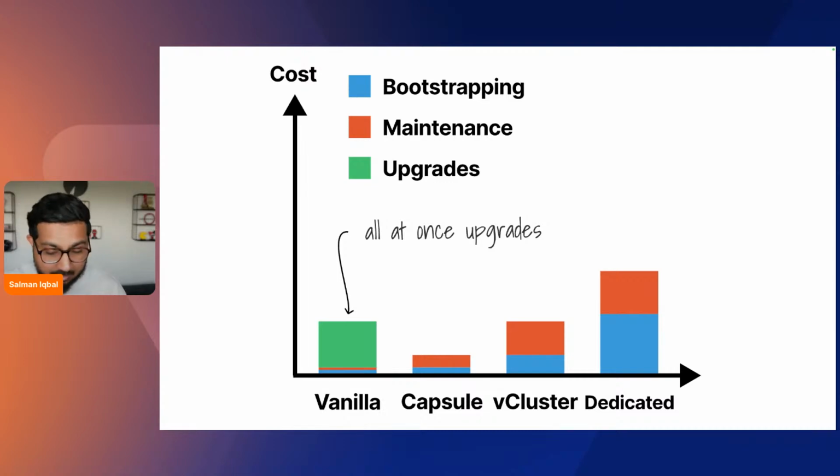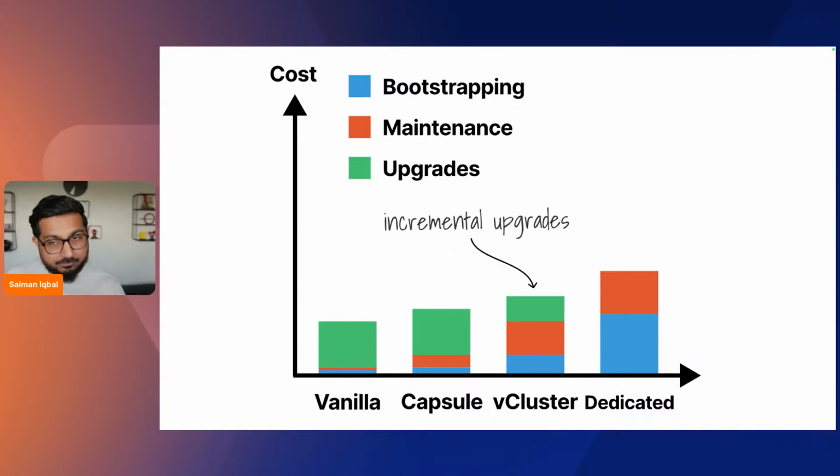You have to do it incrementally, because multiple teams are sharing the cluster. They might not be ready to accept the change. And Capsule has the same thing. What about the other side? You can upgrade each cluster incrementally. You can go to the virtual cluster running inside the cluster and upgrade it one by one. That's good, that works. And same with individual clusters.